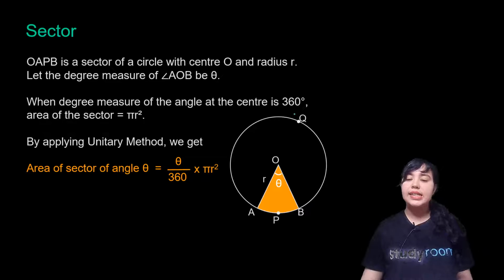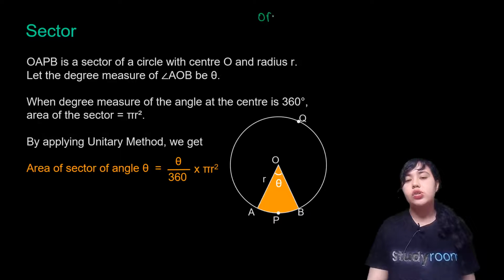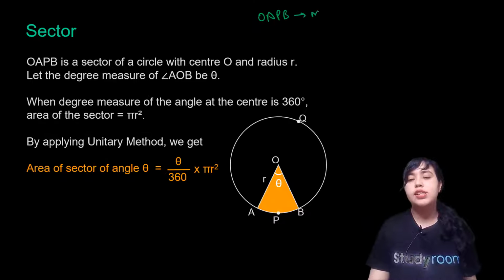So let's say here we are having a circle with center O. I'm having these two radii OA and OB, and this is my arc APB. So the area enclosed between this, that is the minor sector here. So in this case, OAPB is what? It is the minor sector. What can you say about OAQB in that case? It will be the major sector.